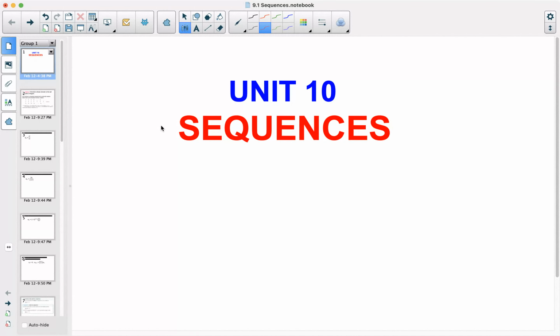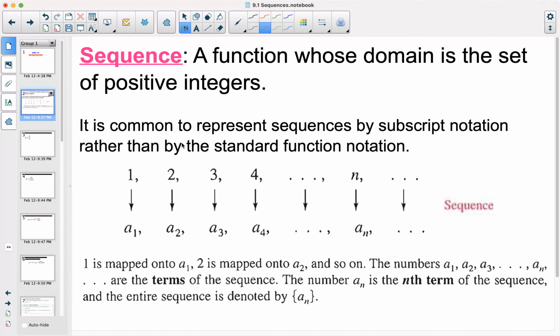Today we're starting Unit 10, and the first unit is on sequences. So what is a sequence? A sequence is a function whose domain is the set of positive integers. It is common to represent sequences by subscript notation rather than by the standard function notation.